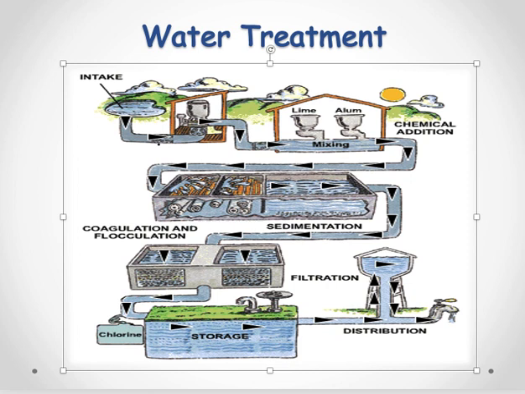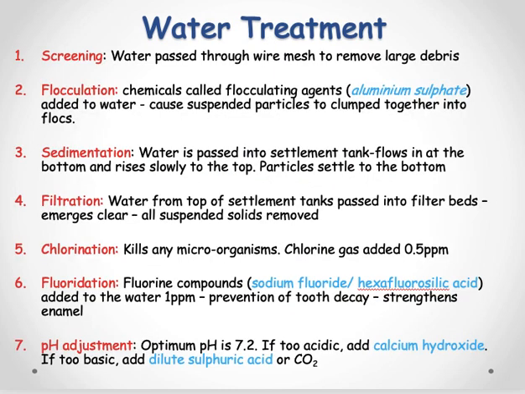So these are outlined in the picture that we have here, but we'll go into a little more detail on the next slide. So the first stage of water treatment is called screening. The water that's just come out of your river or your lake is passed through a wire mesh, and that's just to get rid of large debris. If you're in Limerick City, that might be a trolley, or if you're somewhere else, it might be a plastic bag.